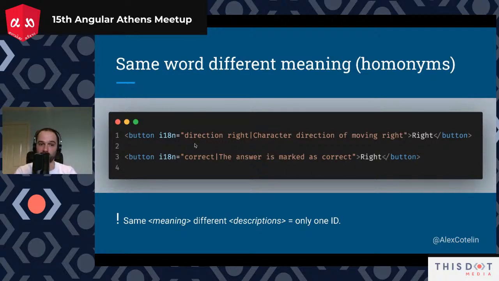So that's why it's good to provide a meaning and a description as well in these situations. And another thing to be aware of: if the meaning is the same, but the description is different, it will still generate only one ID. So you have to be careful to have different meanings in this situation. Because if the meaning is the same, you might have the same words for the same meaning, direction, right, but maybe with a different description that makes more sense. But what gets generated is only one translation unit in that situation. So one thing to be aware of.